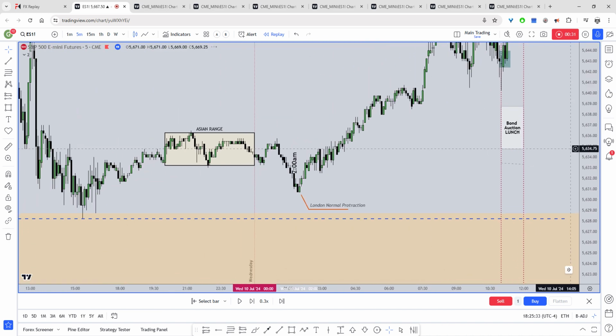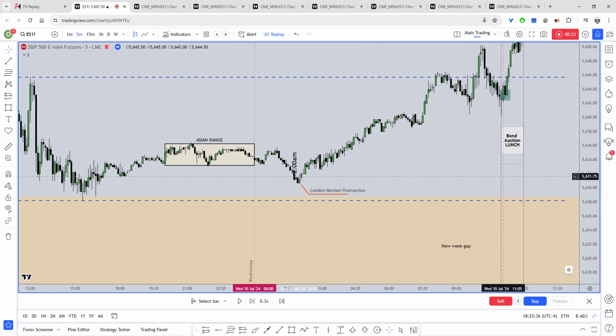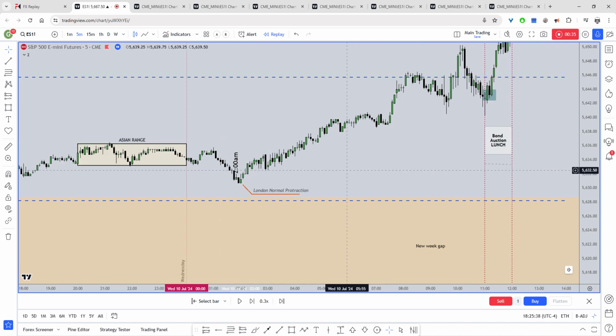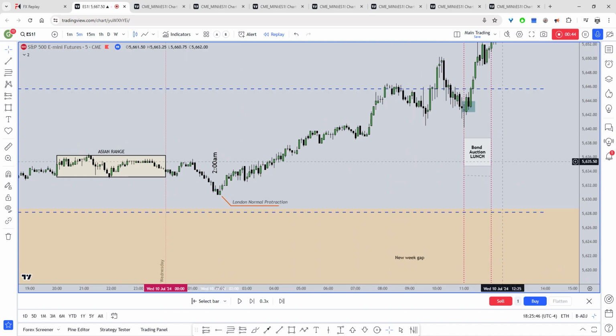So the idea is using the bond auction protocol, which is 11 to 12. Start off with the Asian range consolidation. We see a London normal protraction happening at 2, big run up. This is the high of Tuesday.